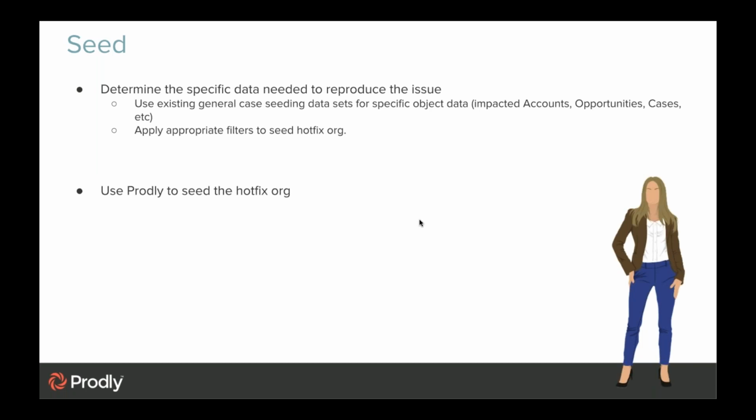When it comes to the seeding stage of actually using Prodly for this, that's basically going to be a sandbox seeding use case. So that's going to be a matter of going into our templates, trying to figure out if there are any pre-built templates that will save your team a lot of time, just to go ahead and pluck it, modify it, and move the selected records that you want. And then just go ahead and use Prodly to seed all that.